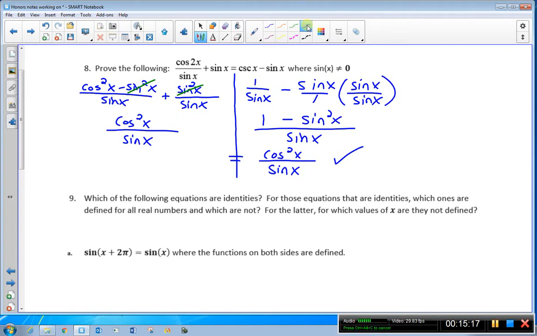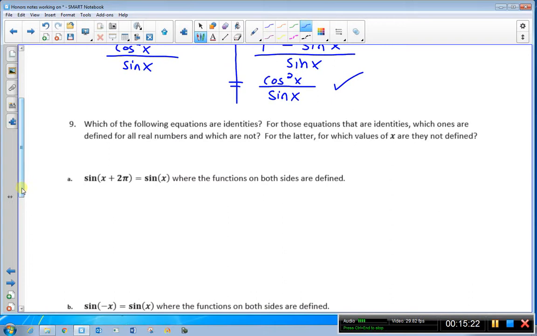All right, so then which of the following equations are identities? For those equations that are identities, which ones are defined for all reals and which are not? For the latter, for which values of x are they not defined? So sine of x plus 2 pi equals the sine of x.